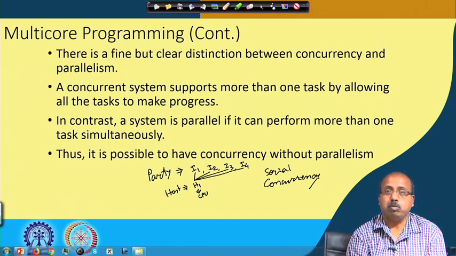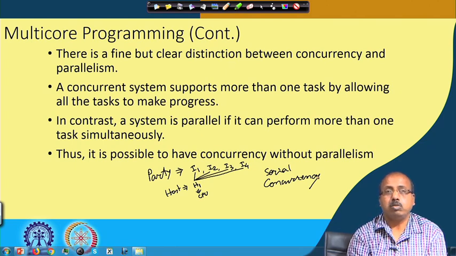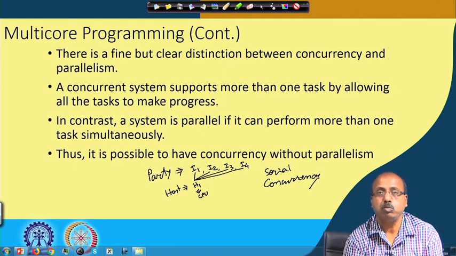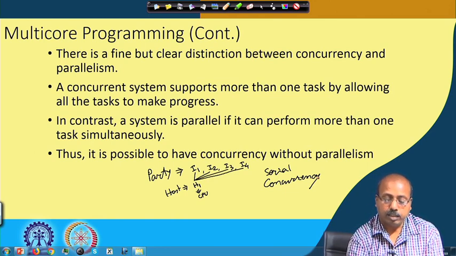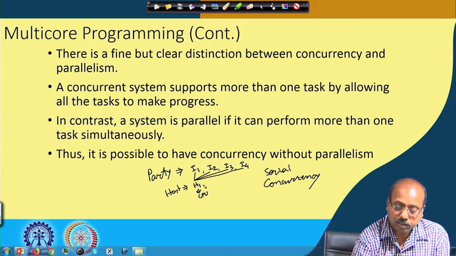However, you see, the host is only one. As a result, at one point of time the host is not talking to two different invitees. So, it is not a parallel one. It is concurrent, but it is not parallel. Now, suppose instead of one host, there are two hosts, H1 and H2.